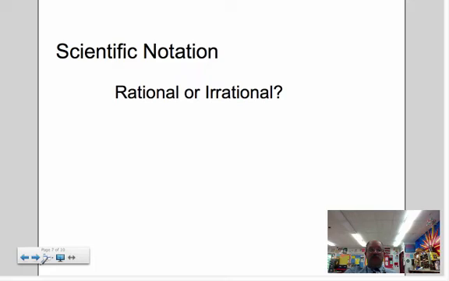Okay? So we've been talking about rational and irrational numbers. When I have a number in scientific notation, is it rational or is it irrational?